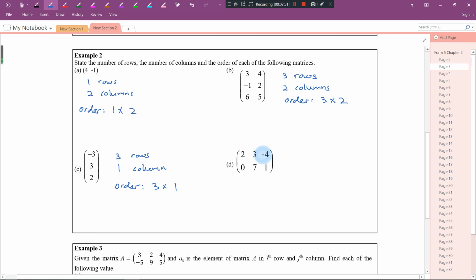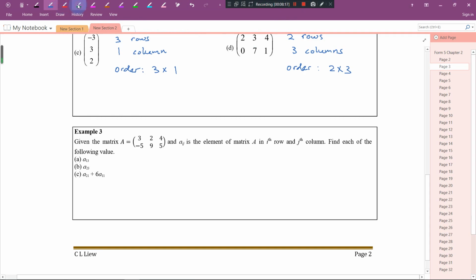Okay. How about this? How many rows do we have here? 1, 2. 2 rows. How many columns? 1, 2, 3. 3 columns. So the order will be 2 by 3. So this is the way we state the order of a matrix.